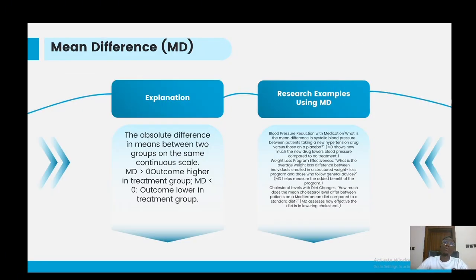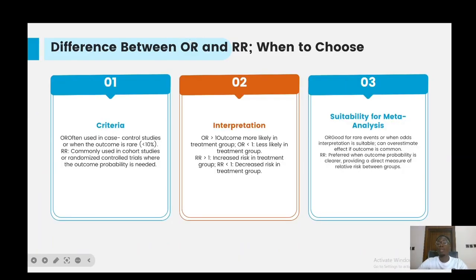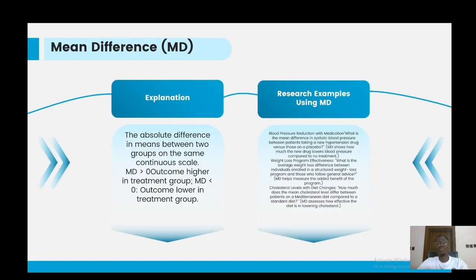Now there are other ones which we call mean difference, standardized mean difference, and all that. Somebody might be asking, what type of data does the odds ratio and risk ratio apply to? They usually apply whenever you're trying to measure binary or dichotomous outcomes. Whereas the mean difference is where you're trying to know the difference between the two group means on the same continuous scale, so it's for continuous variables.